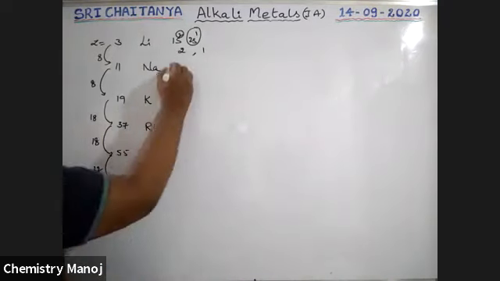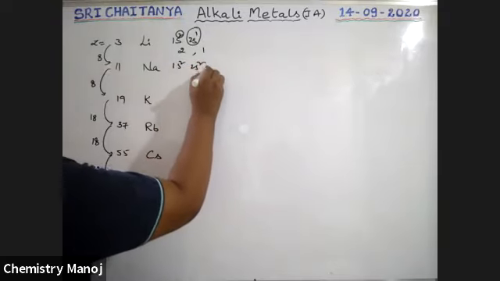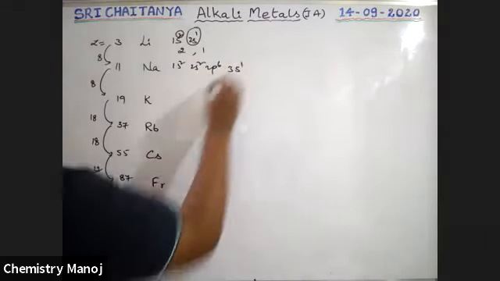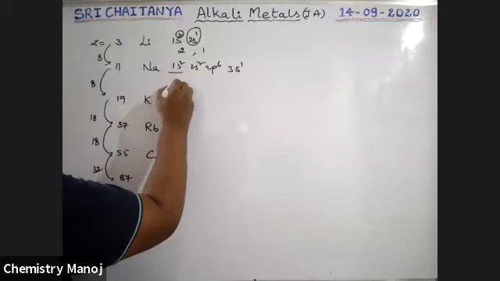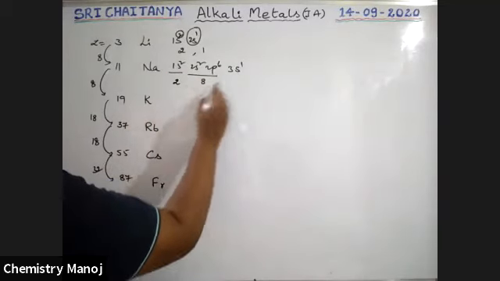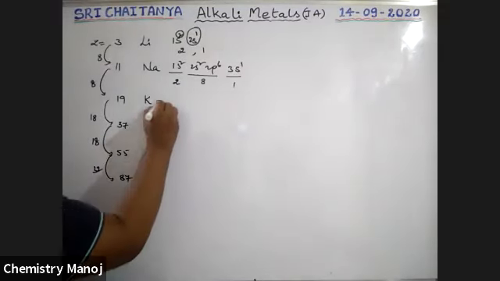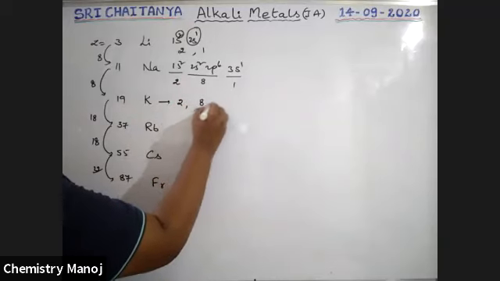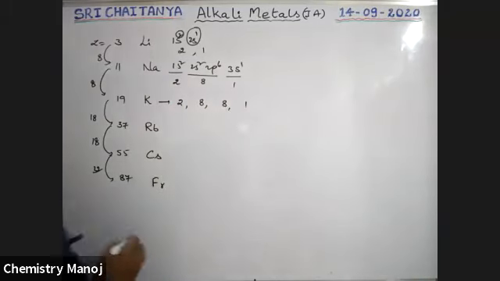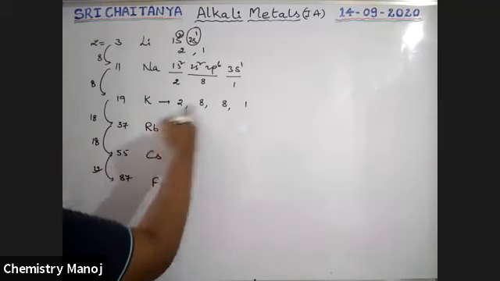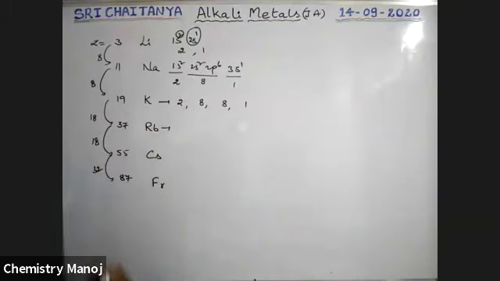Sodium: 1s2, 2s2, 2p6, 3s1. First orbit contains 2 electrons, second orbit contains 8 electrons, third orbit contains 1 electron. 2, 8, 1. Potassium: 2, 8, 8, 1. So these are the number of electrons. The summation of all these is equal to the atomic number.